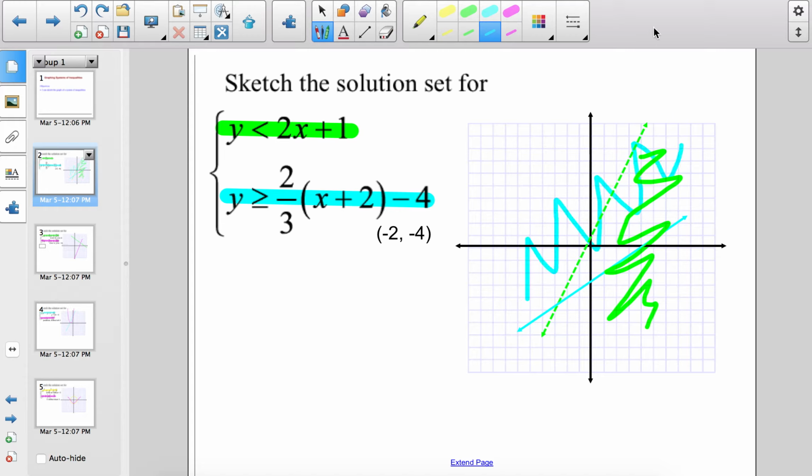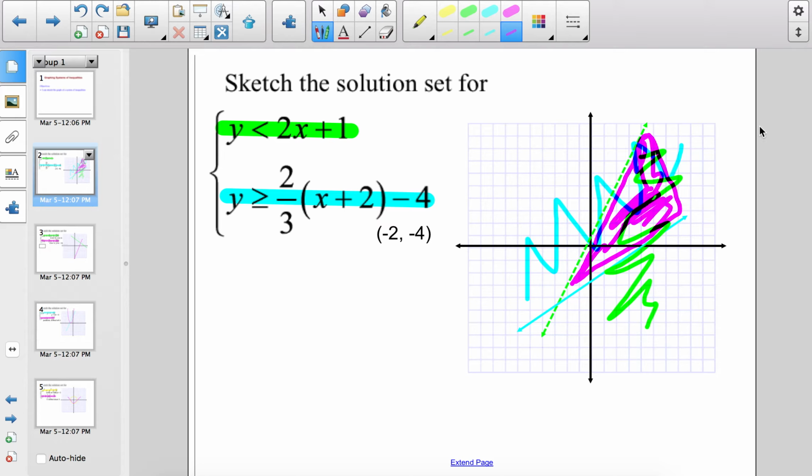Okay. The part that we care about though is where the shading overlaps one another. And so it may not be obvious from my terrible drawing, but it's right in this section. It's this V right here. So I'm going to use pink because pink's my favorite color. This is the final answer. This whole section, and then everything in it too. All right, the pink section is the final answer.